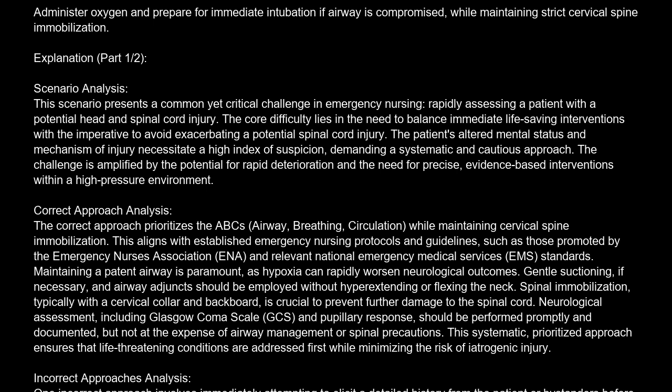Incorrect approach analysis. One incorrect approach involves immediately attempting to elicit a detailed history from the patient or bystanders before ensuring airway patency and spinal stability. This violates the fundamental principle of prioritizing life support. Delaying airway management in favor of history taking can lead to hypoxia and irreversible brain damage, a direct ethical and regulatory failure to provide appropriate care.